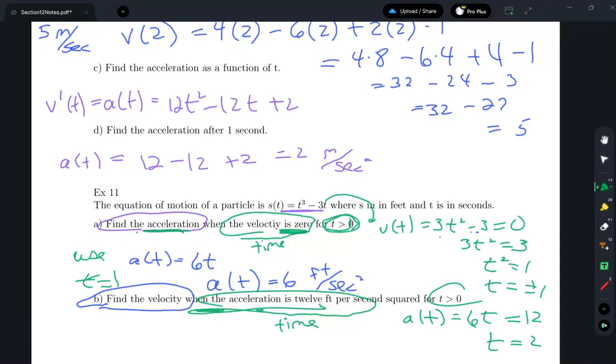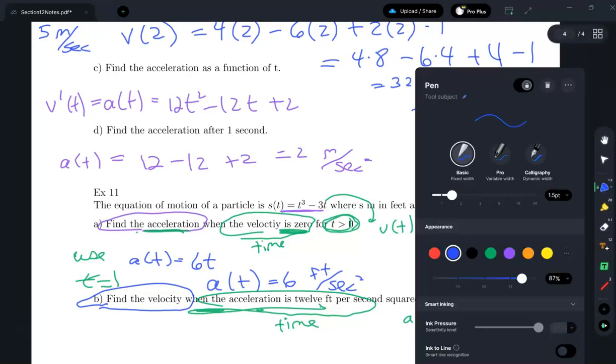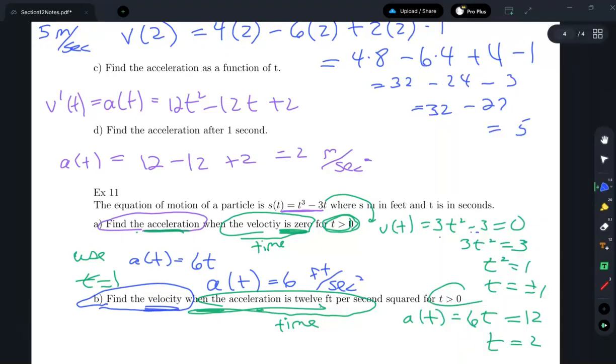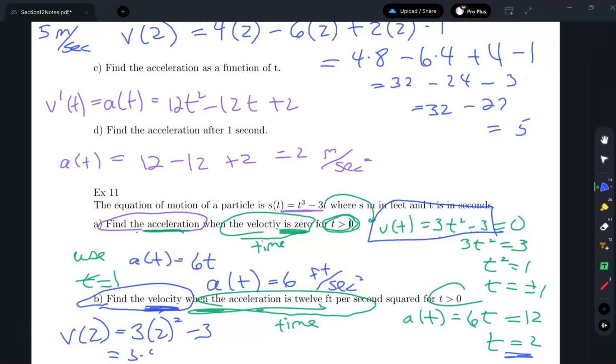So then I need to go find the velocity. So my job is to plug in the time 2 into the velocity. This is the velocity. So v of 2 will be 3 times 2 squared minus 3. 3 times 4 minus 3, 12 minus 3 is 9. And that, again, would be feet per second.